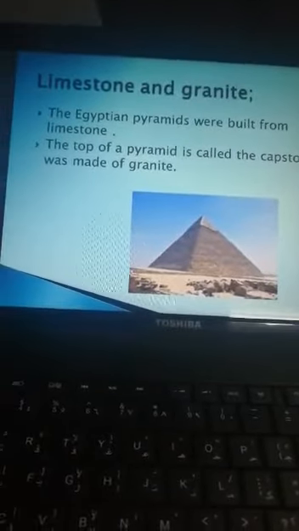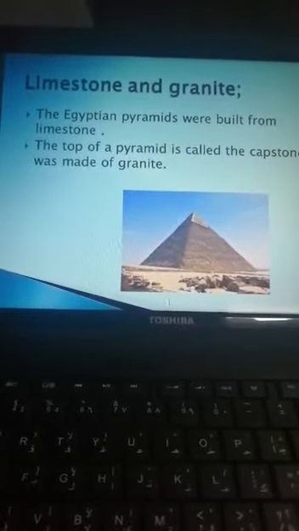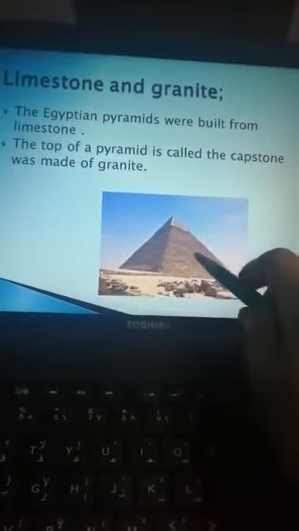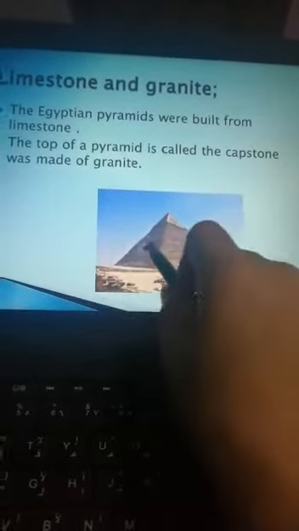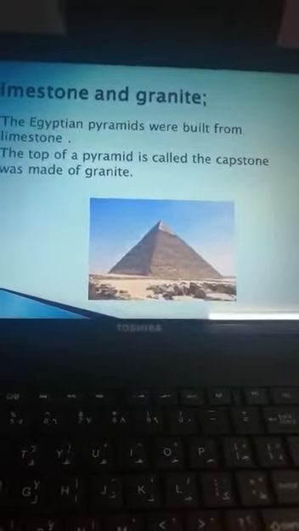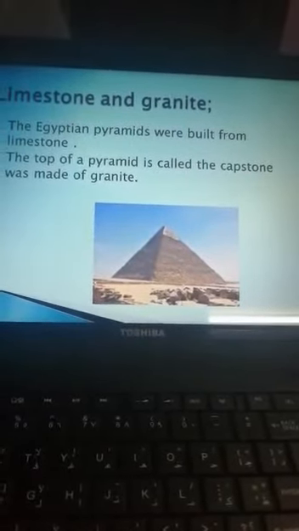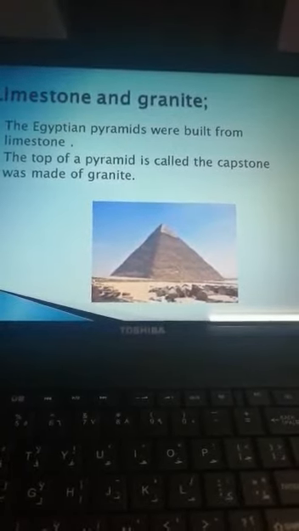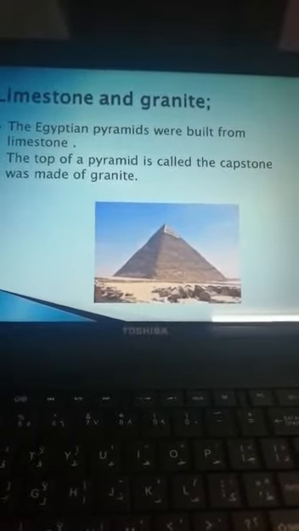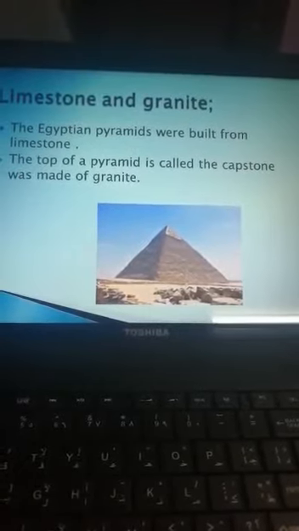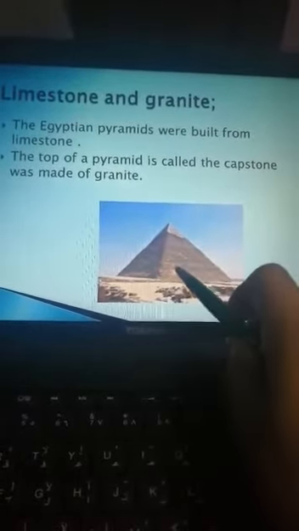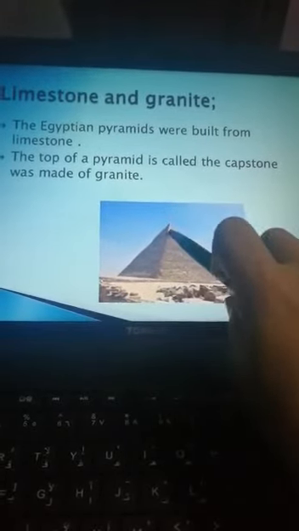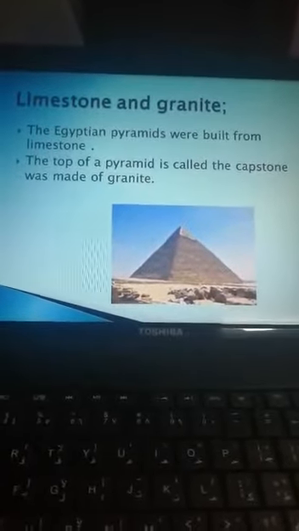Limestone and granite. Let's know the difference between limestone and granite. The pyramids were built from limestone, like this. But the top of a pyramid, which is called the capstone, was made of what? Was made of granite. So the difference between limestone and granite: pyramids were built from limestone and the top of a pyramid was made of granite.